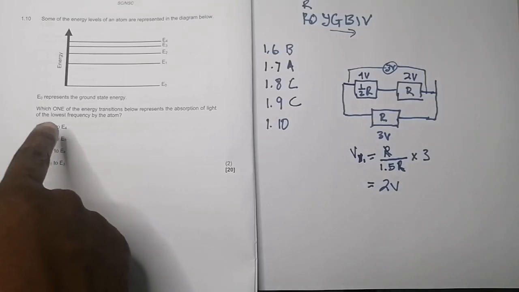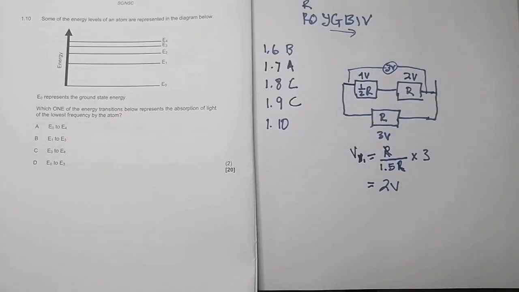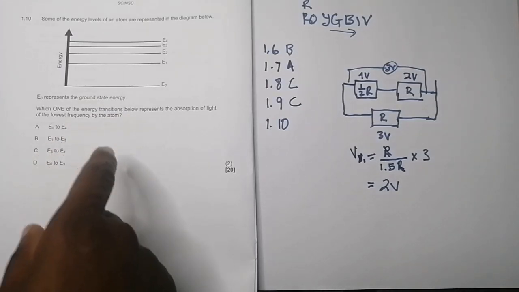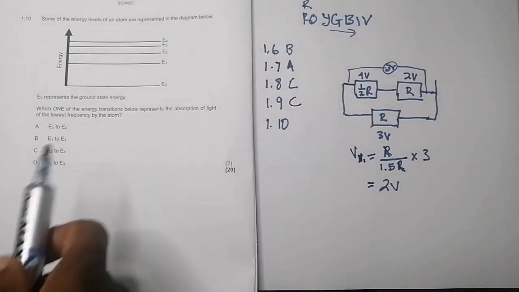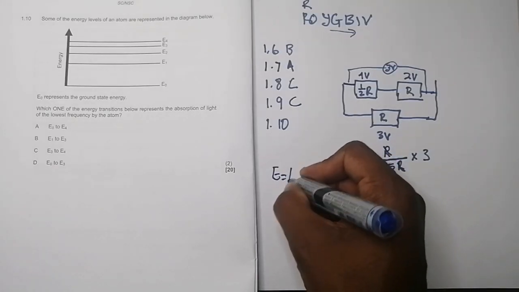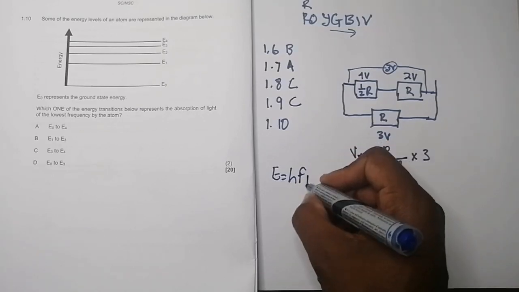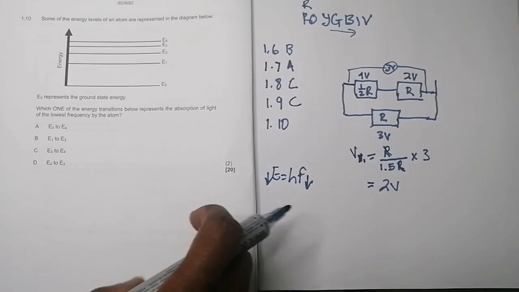So they say E0 represents the ground state energy. They say which one of the energy transitions below represents the absorption of light. Note, they say the absorption of light of the lowest frequency. Now, if we take light of the lowest frequency, remember that frequency is related to the energy of light, isn't it? So the lower the frequency, the lower the energy transition will be, right?